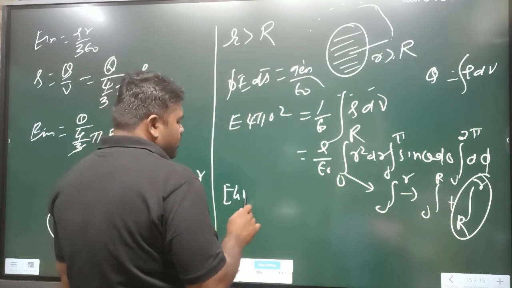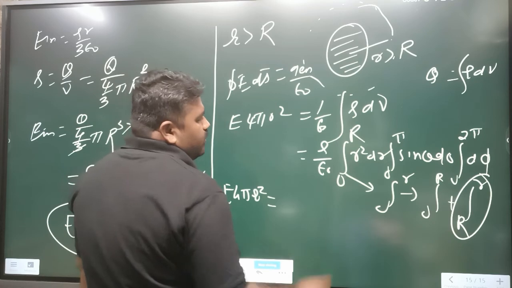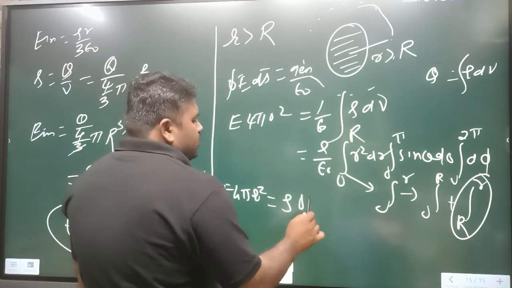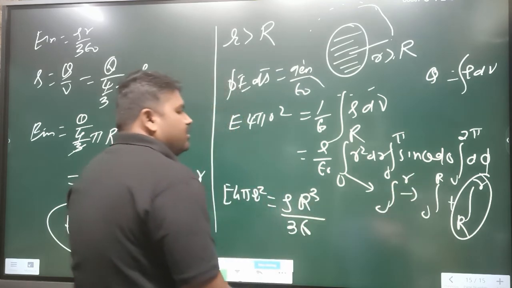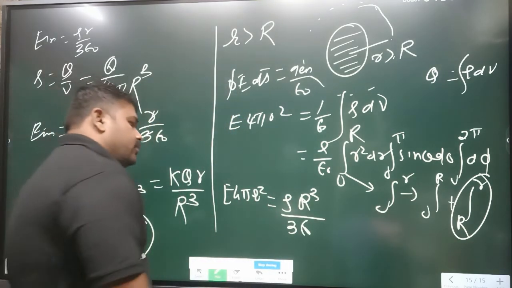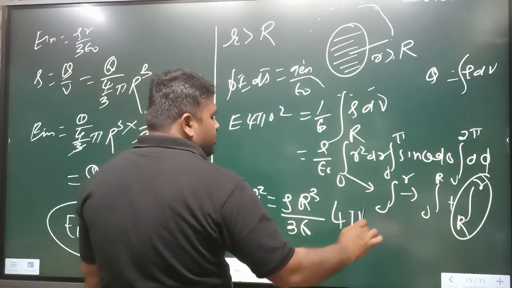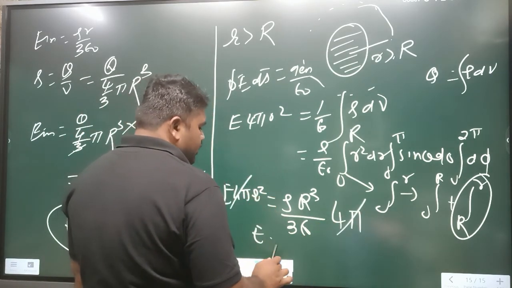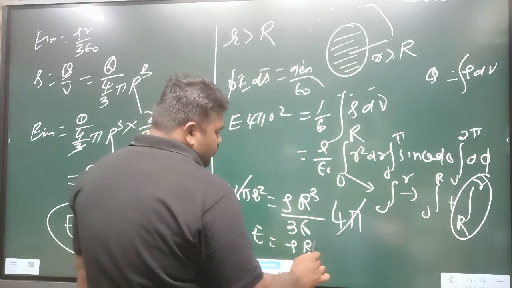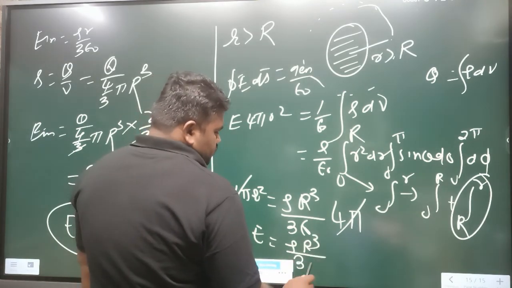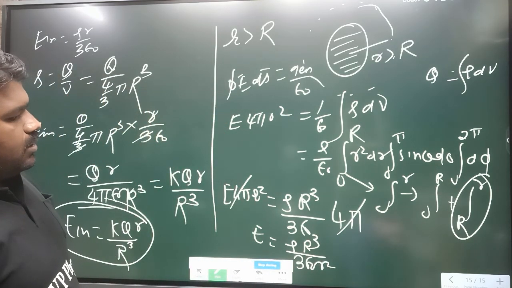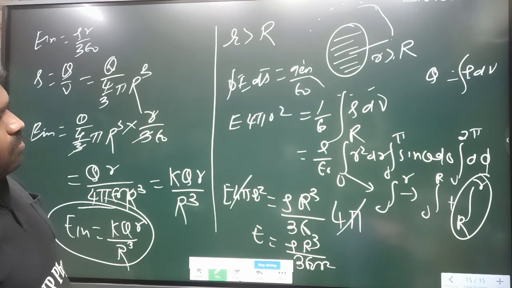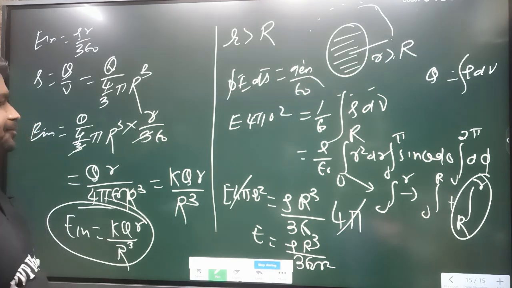LHS E into 4 pi r square is equal to rho r square integration r to the power 3 upon 3 and sin theta d theta d phi integration value is 4 pi. No need to solve this one. 4 pi gets cancelled. E is equal to how much? Rho R cube upon 3 epsilon naught r square. बरोबर आहे sir. Okay.